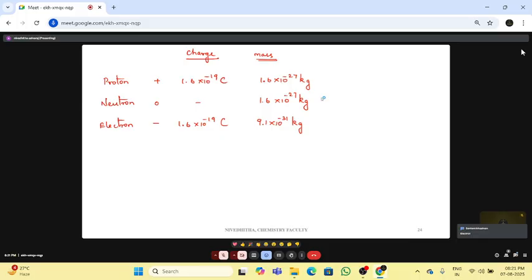Electron, because the value is very small. It is 9.1 × 10^-31 kilogram. It is very small, right? So it is the lightest subatomic particle. Similarly, you have to know which is the heaviest subatomic particle.